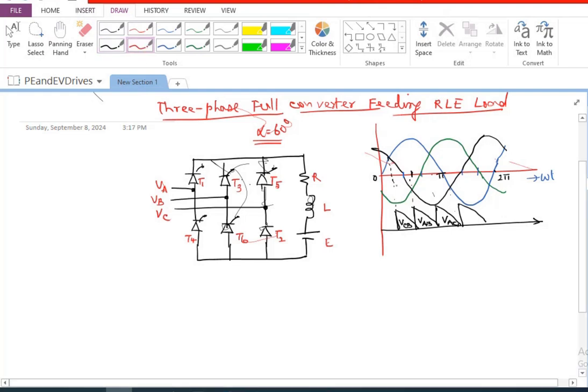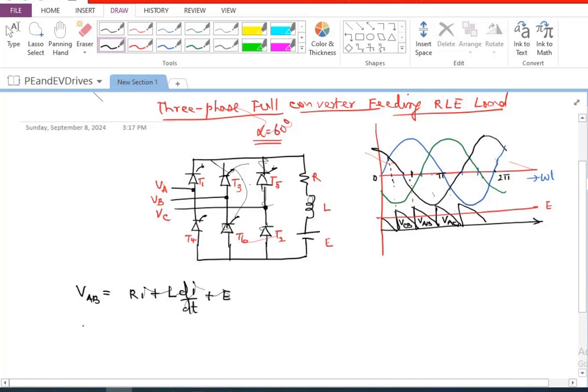Now, on the top of this, let me finish this also clearly. Now, on the top of this, I'm going to draw the EMF E. So this is what is E. Now I'm going to have the equation as VAB or VAC or whatever, that is going to be equal to Ri plus L di divided by dt plus E. This is how it is going to be.